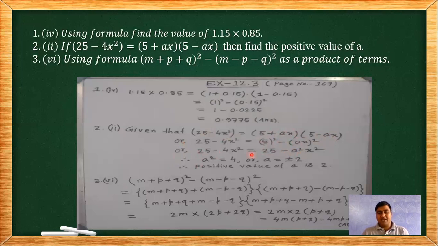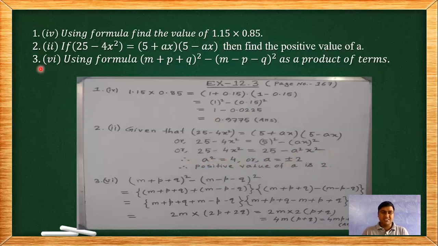This relation is an identity. So we compare all the coefficients. Here 25 are equal, and the coefficient of x square on the left hand side is minus 4, and on the right hand side the coefficient of x square is minus a square. So we write a square equals 4, or from a square equals 4, a equals plus minus 2. So therefore, the positive value of a is plus 2. A equals plus minus 2, therefore the positive value of a is 2.